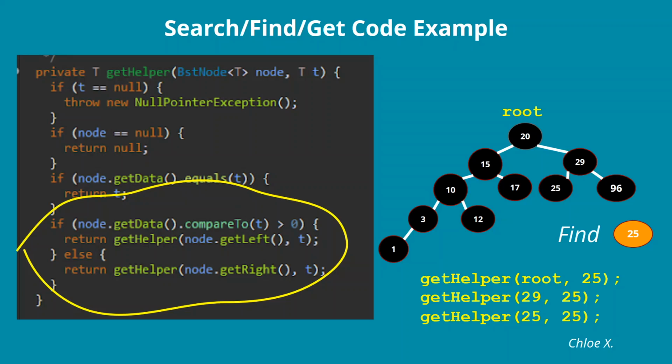Here's what the next recursive calls will look like. Once we get to getHelper 25, 25, we will return 25 because the current node's data matches our target's data.